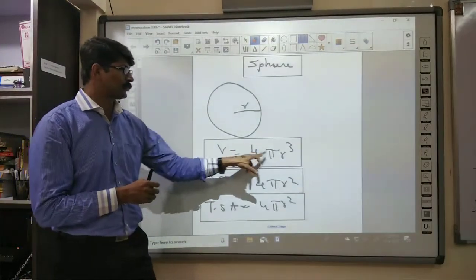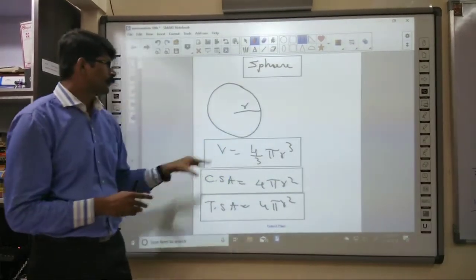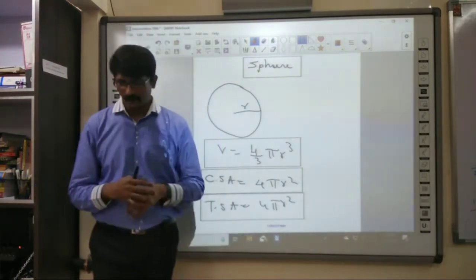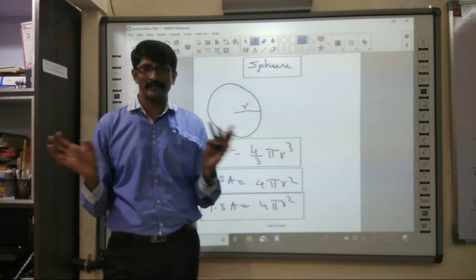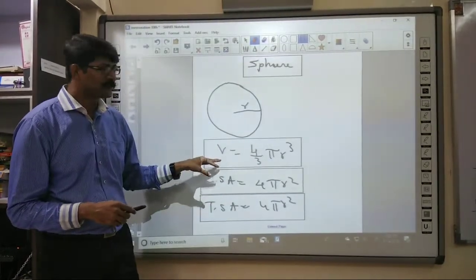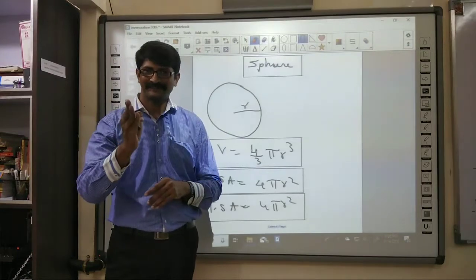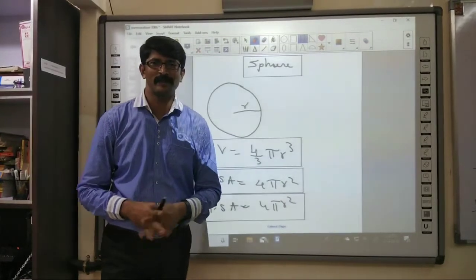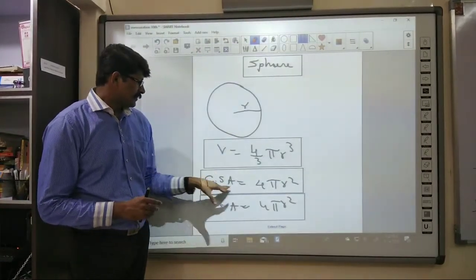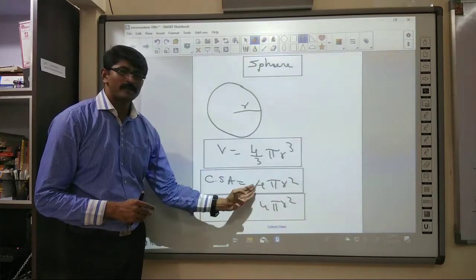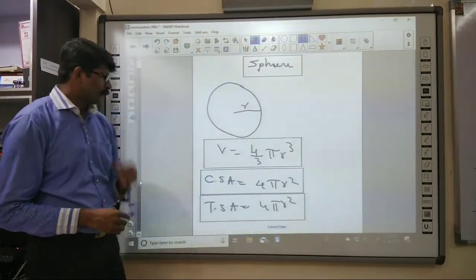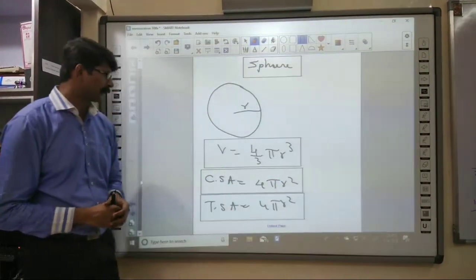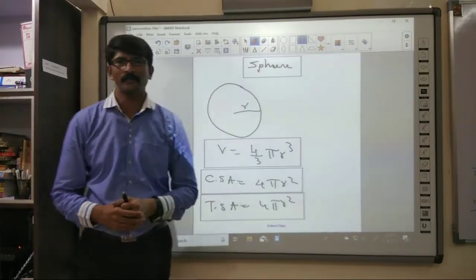So volume is equal to 4 upon 3 pi r cube. Volume of this sphere is 4 upon 3 pi r cube. Say along with me, volume of this sphere is 4 upon 3 pi r cube. Thank you for saying along with me. And then the curved surface area and the total surface area remain the same, that is 4 pi r square. Curved surface area of the sphere is 4 pi r square. Total surface area of the sphere is 4 pi r square. So student, put this quickly in your book.